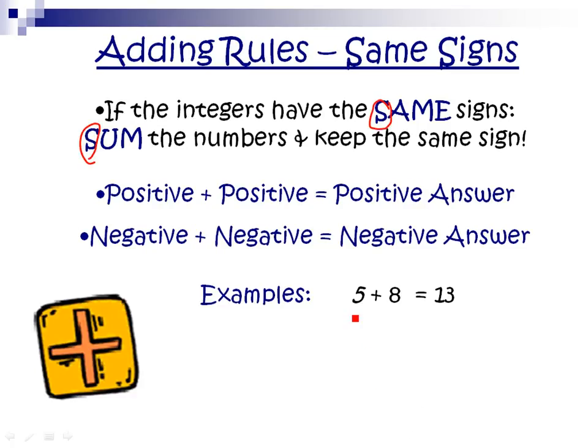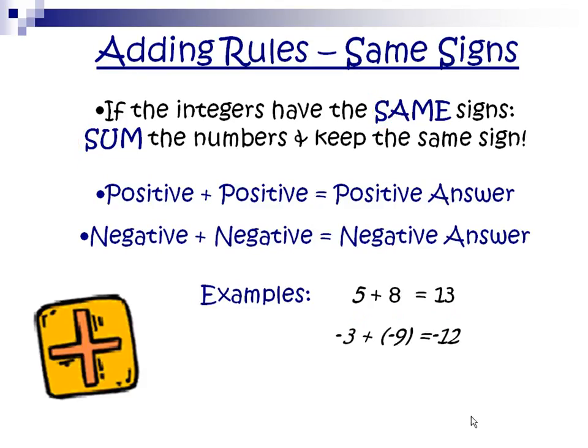You have 5 and 8. Both of these numbers are positive. So you really don't need to know a rule for this one particularly, but it just justifies that the rule is correct, because 5 is positive here and 8 is positive. Therefore you get a positive 13.